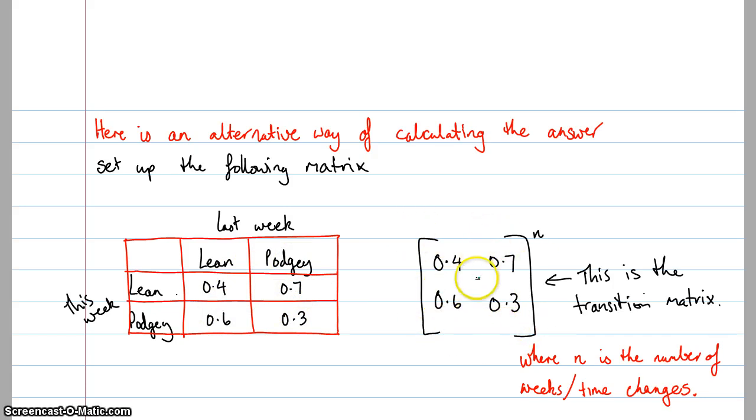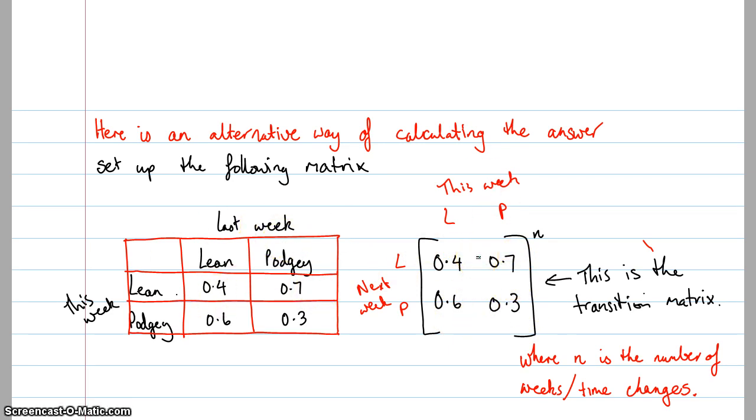What I would have to do if I was drawing this matrix is indicate which one is which. So I would probably have to say up here is lean and this is podgy, and then I've got lean and podgy here, and I would have to somehow signify that this is this week and that's next week. Okay, if you don't, I don't know what this matrix means. But if I've done that, I put 0.4 and 0.6, 0.7 and 0.3. I would encourage you to write this table first and then just copy this table across like this.